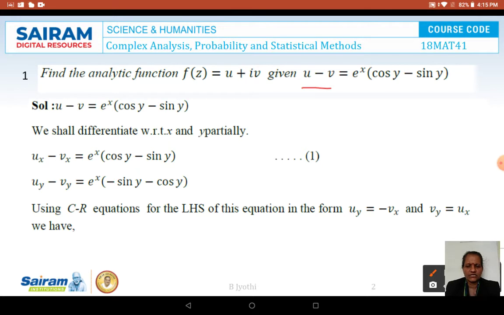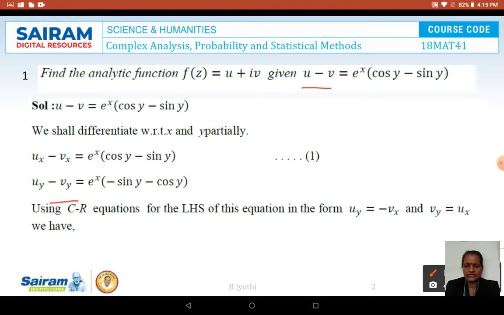The second equation, which is having uy and vy, needs to be replaced with x derivatives by using the CR equations: uy should be replaced with minus vx and vy should be replaced with plus ux. After doing so, we will call that equation number 2 and we will solve for ux and vx as simultaneous equations. Once we get the values of ux and vx, we will substitute in f dash of z, which is equal to ux plus i vx.